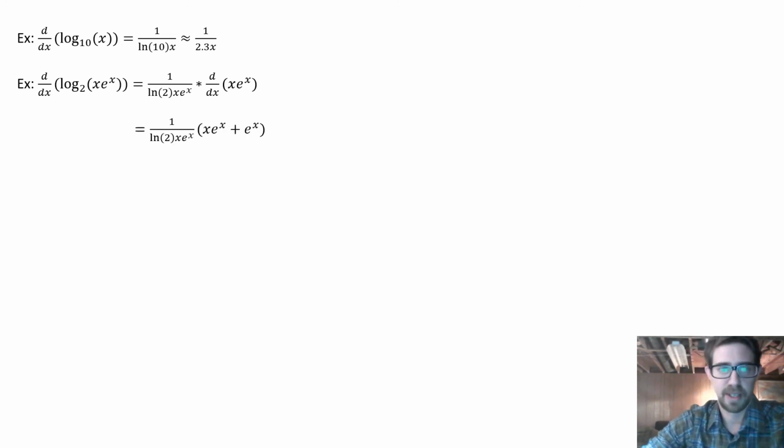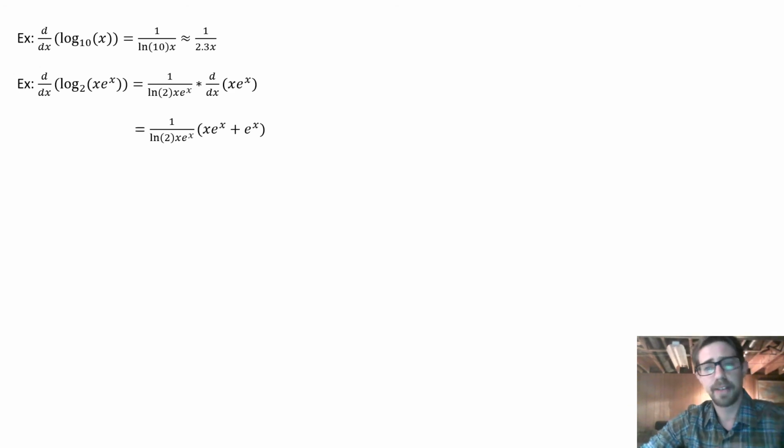So you should almost be able to do the product rule in your head here. It's the first times the derivative of the second, which is just x times e to the x, because e to the x is its own derivative, plus the derivative of the first times the second, but the derivative of x is just 1. So the derivative of x e to the x is x e to the x plus e to the x. That's a mouthful, but that's what it shakes out to.